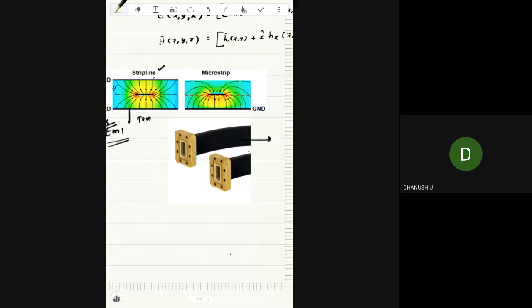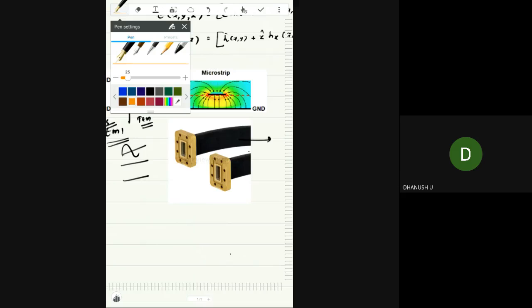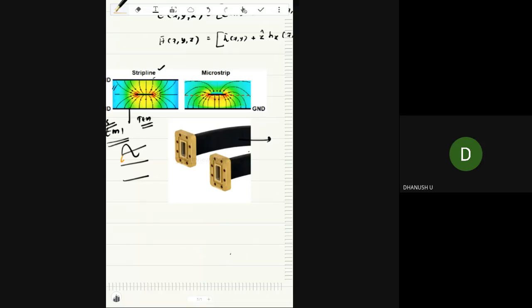There is an electric field and a magnetic field, similar to a two wire line. The electric field is transverse, perpendicular, and the magnetic field is parallel. So this is the same as TEM lines in two wires. Here it is not exactly TEM, it is called quasi TEM. Here it is not typical, it will not have an electric field purely perpendicular.